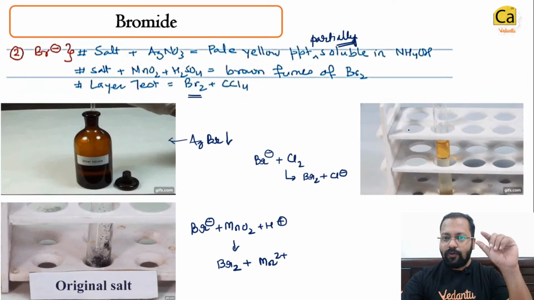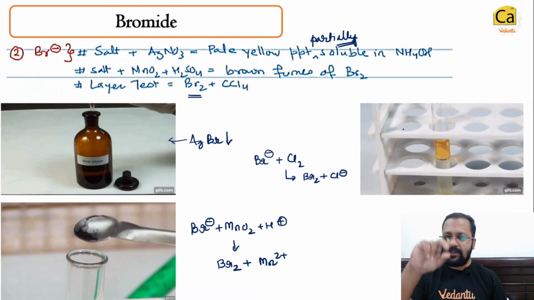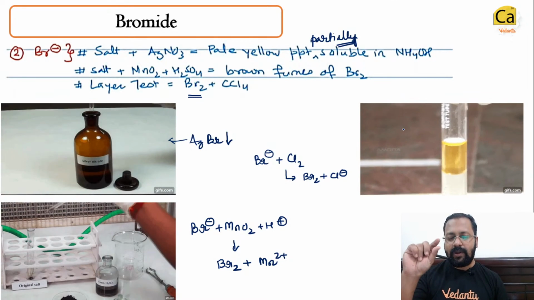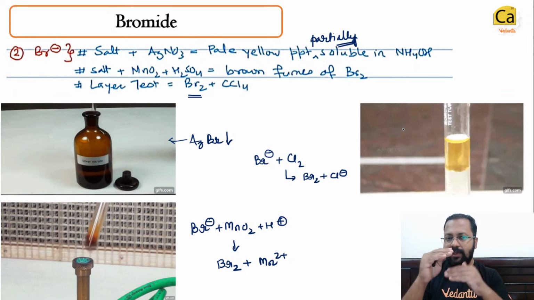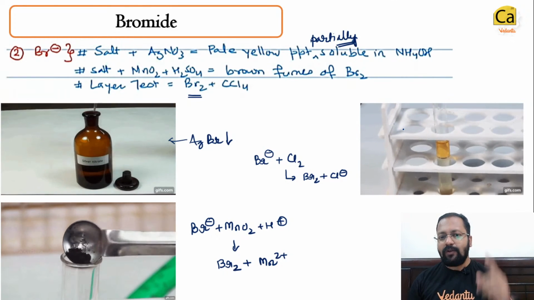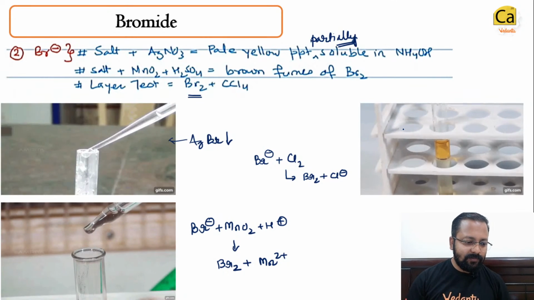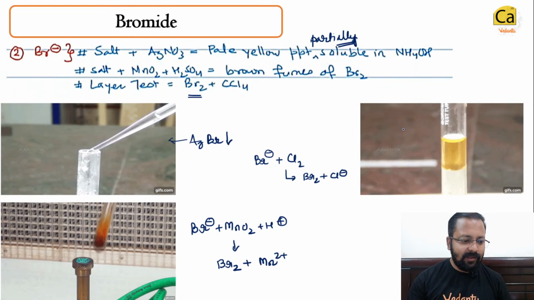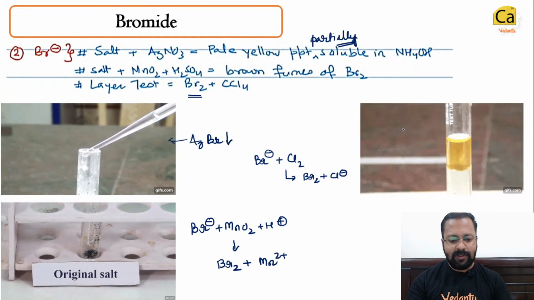The CCl4 layer will become colored. पहले CCl4 layer colored नहीं था. CCl4 is a colorless liquid. You add CCl4, it is a colorless liquid, but it is separated into two different layers because it will not mix with water. But if you let this stand for a while, then bromine will go in the CCl4 layer and will make it colored. Okay. Is that clear? Chalo.